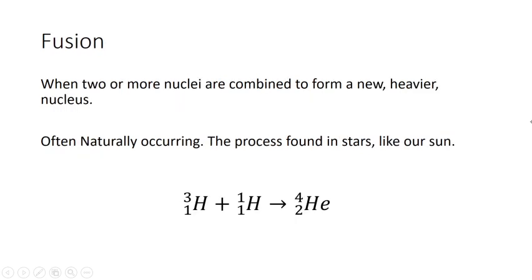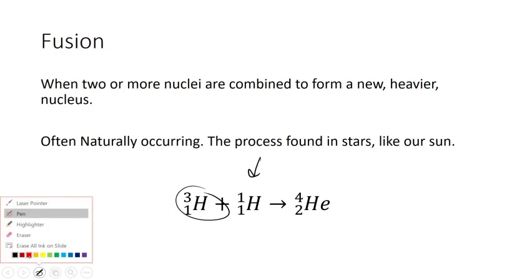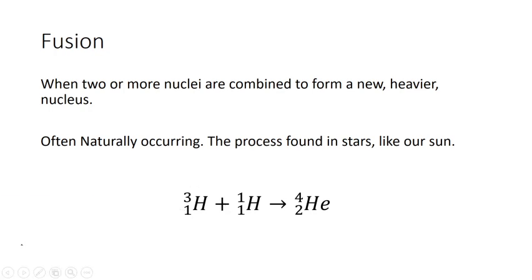Fusion, this is when two or more nuclei are combined to form a new, heavier nucleus. This is often naturally occurring, and this is the process found in stars like our sun. In fact, this reaction here, minus a couple steps to get to this, is essentially what's going on in the sun right now, giving us light and heat.